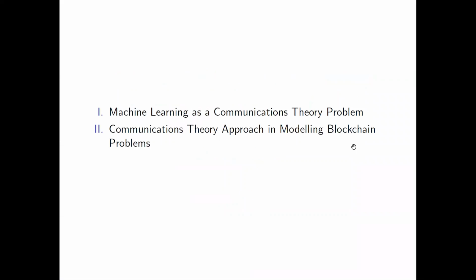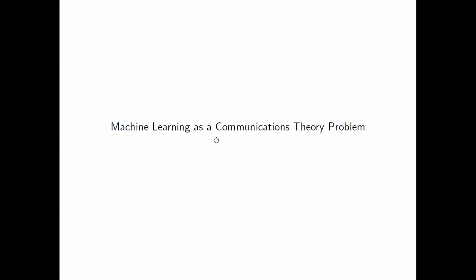This talk will be divided into two parts. The main part is machine learning as a communications theory problem. This will be basically 90% of the talk, and at the end I will just give a blockchain problem and how we can model that blockchain problem with communications theory. The second part is just work in progress. So we start with the first part, machine learning as a communications theory problem.